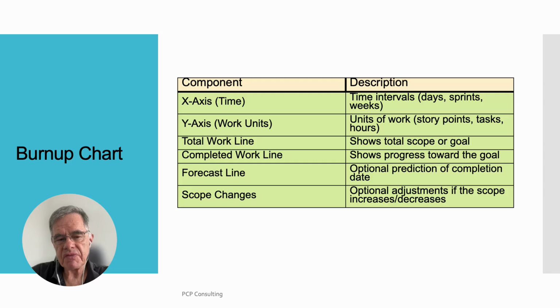The table is a summary of the components of a burn-up chart. Column 1, component. Column 2, description. X-axis, time. Time intervals, days, sprints, weeks. Y-axis, work units. Units of work. Story points, tasks, hours. Total work line shows total scope or goal. Completed work line shows progress toward the goal. Forecast line, optional prediction of completion date. Scope changes, optional adjustments if the scope increases or decreases.